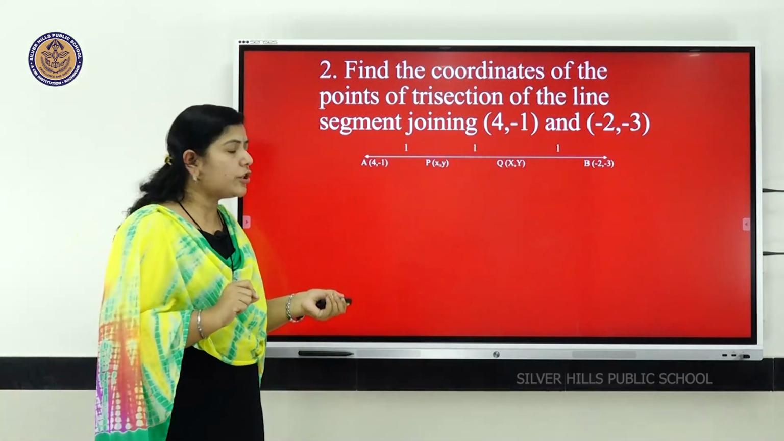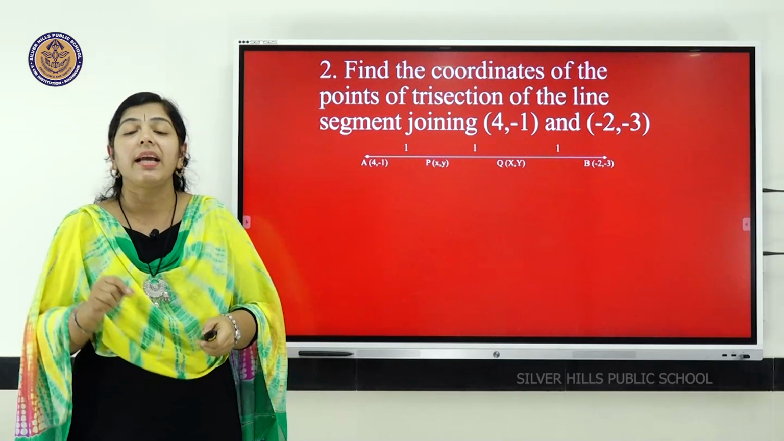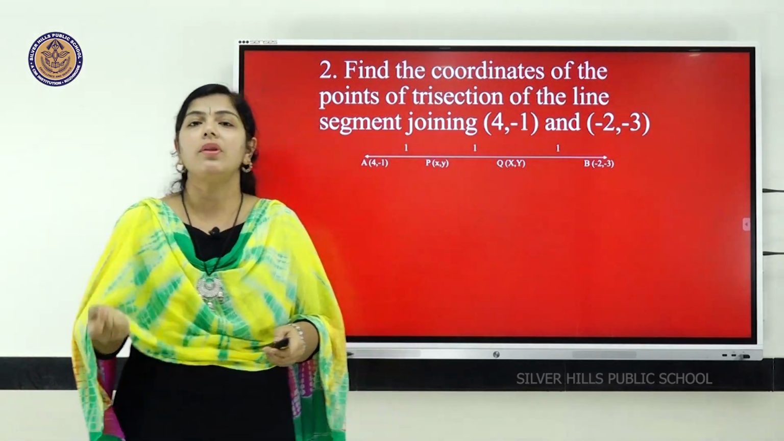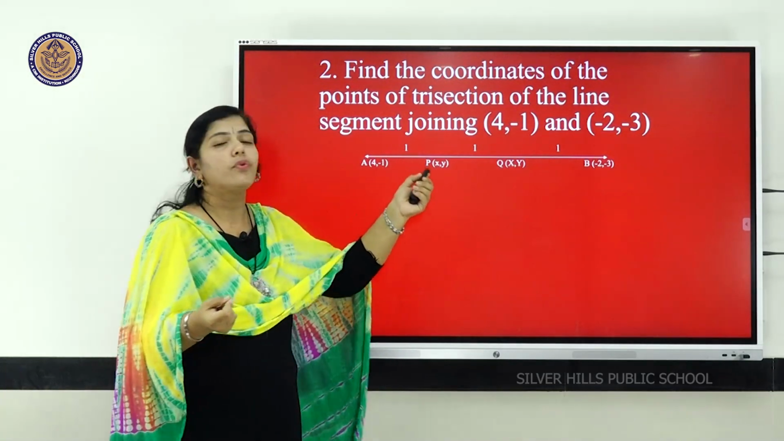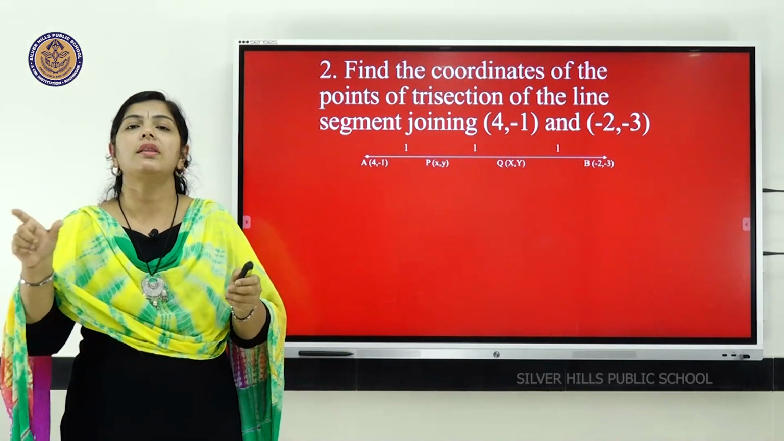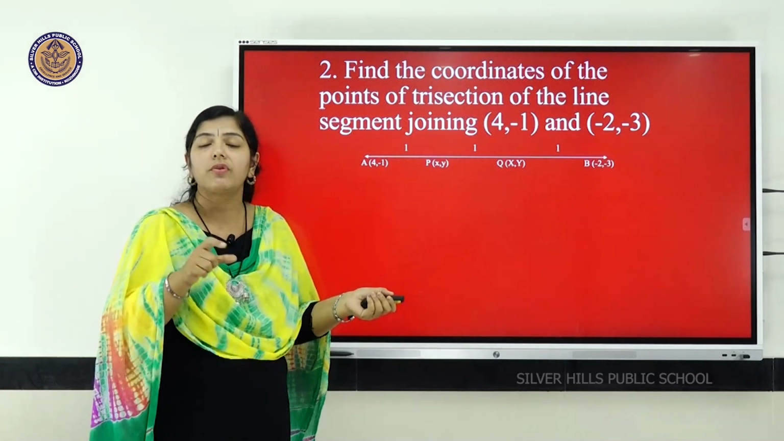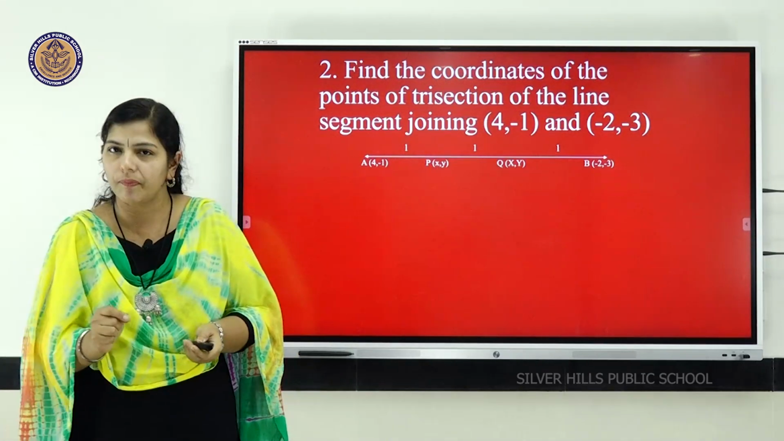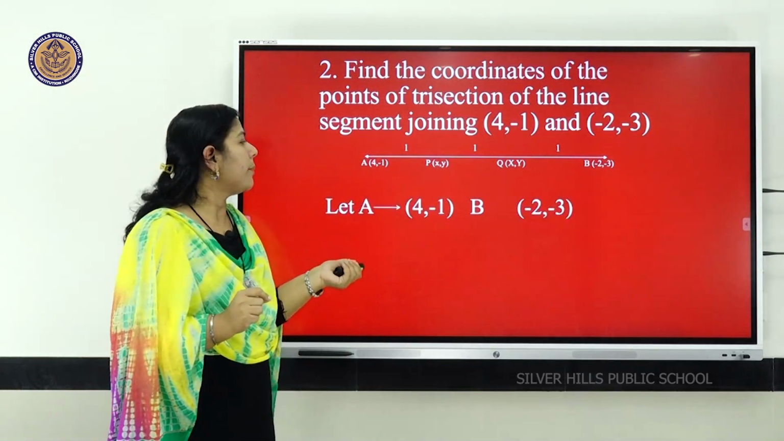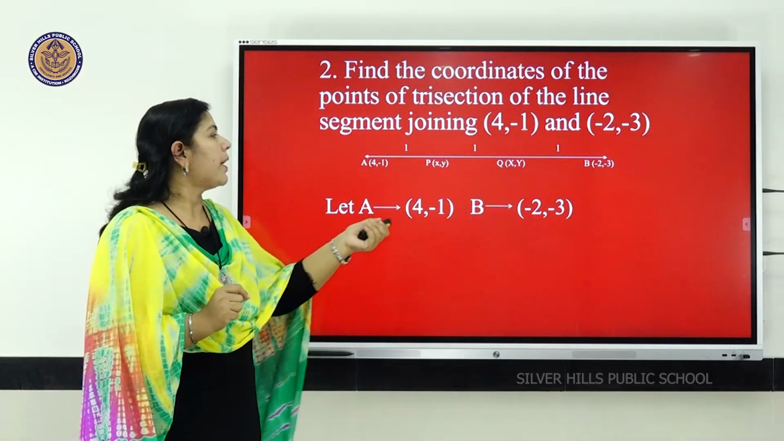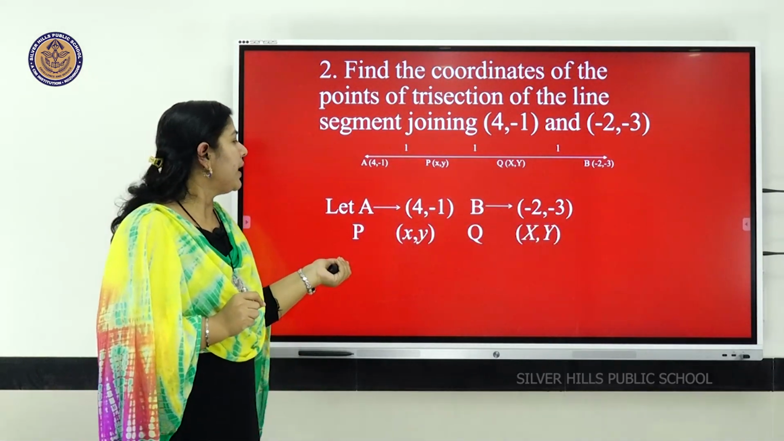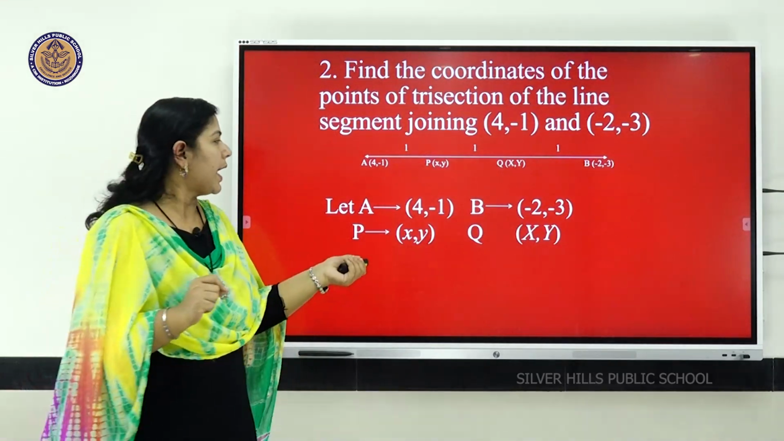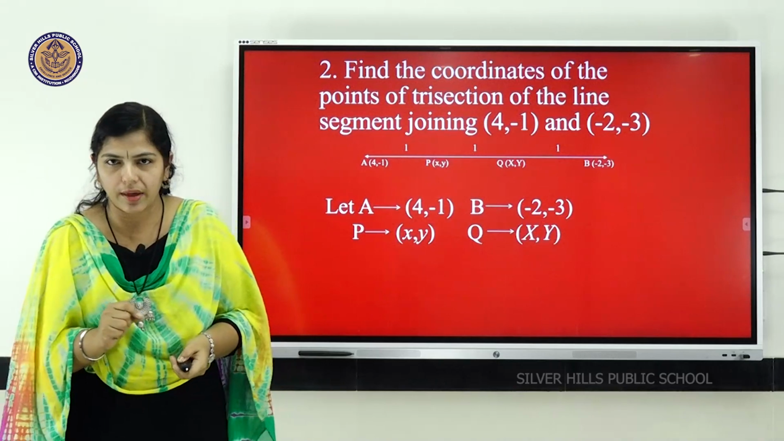Now, we will see how the ratio will be. It is divided into 3 equal parts, so the ratio is 1 is to 1 is to 1. All the 3 lengths are the same. So, let A be (4, minus 1), B be (minus 2, minus 3), and P and Q be the points, P be (x, y) and Q be (X, Y).